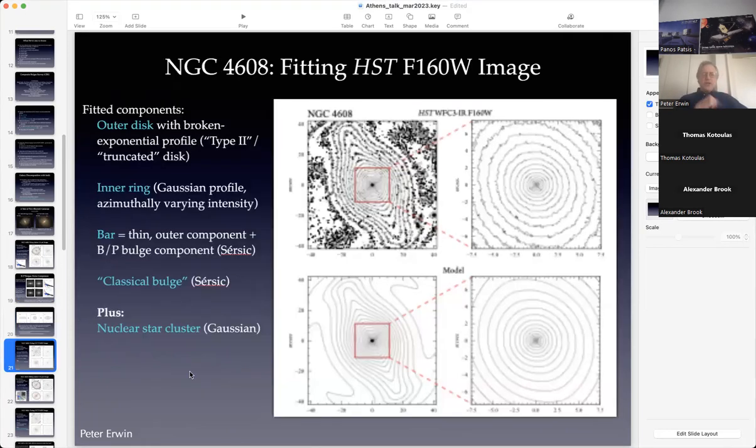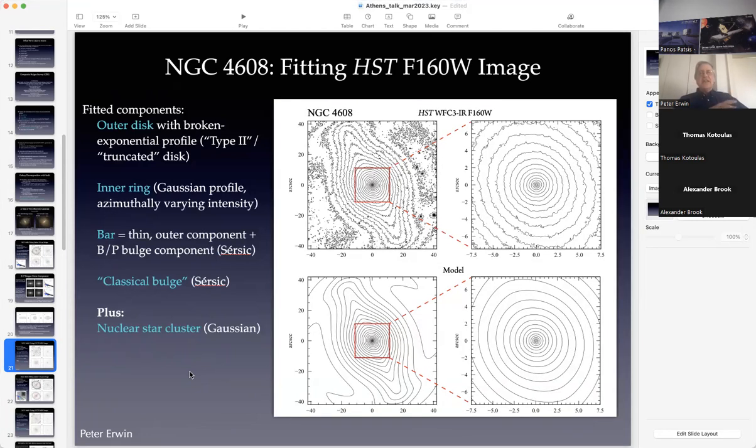So now I'm going to zoom in on our model. So now we're looking at the HST F160W or H-band image. The top panels show the data. The bottom panels show the model. So we're keeping the outer disk model the same. This is our broken exponential outer disk. There's the inner ring again. And then the bar: the thin outer part here is from the flat bar component. And the more oval region in here is from the Sersic component, which we think corresponds to the boxy peanut bulge. We also still have a very round central Sersic component, which we're calling a classical bulge. And in addition, the HST data lets us see that there is a compact nuclear star cluster in this galaxy.